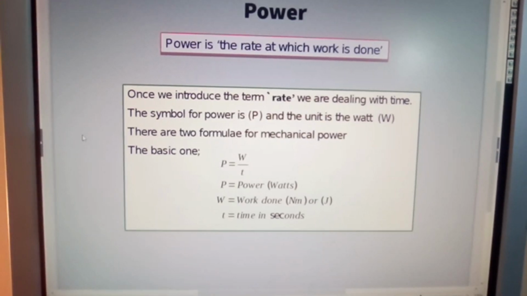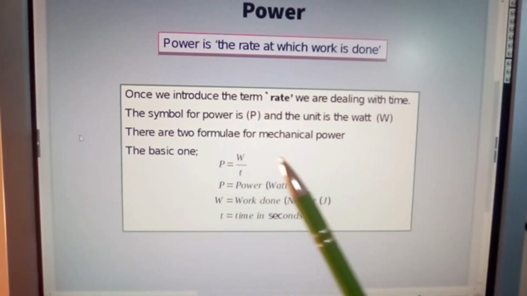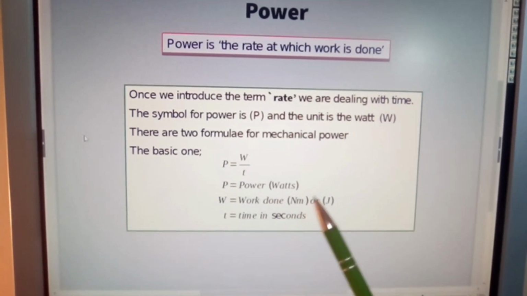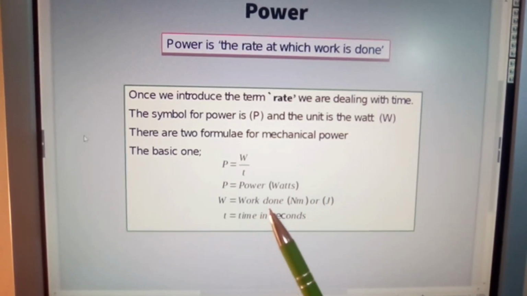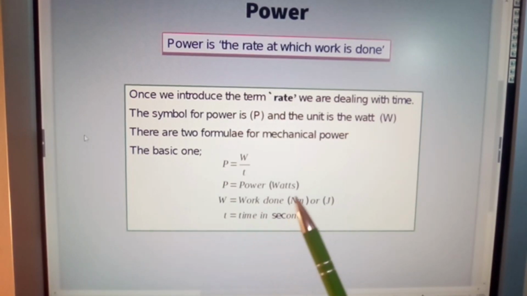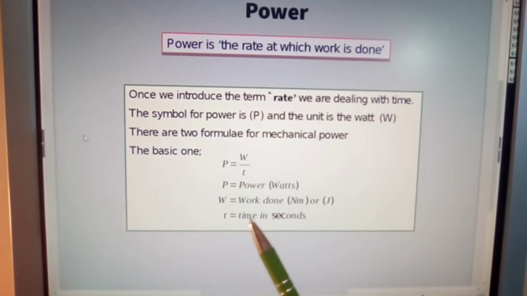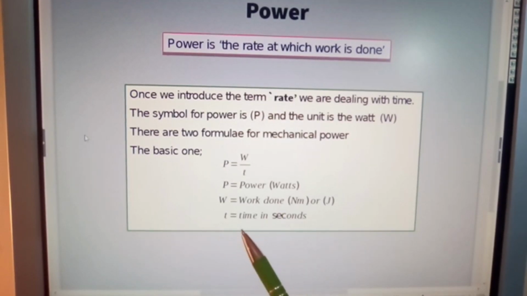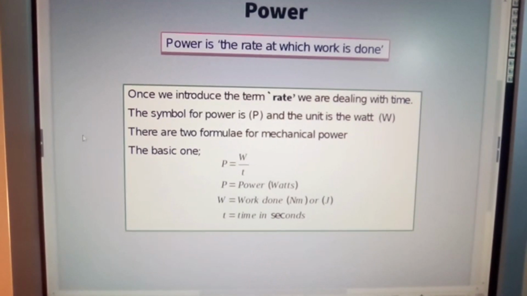Power is the rate at which work is done. Once we introduce the term rate, we are dealing with time. The symbol for power is P and the unit is the watt. There are two formulae for mechanical power. The basic one is P equals W over T, where P is power in watts, W is work done in Newton meters or joules, and T is time in seconds.